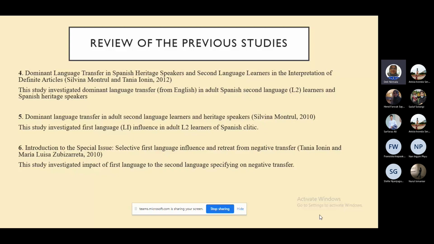So the novelty here is something new from yours. What is the newness? What is the gap you try to fill in? So after reviewing the previous studies, you will get the gap. You will get the gap. And then the gap will be filled in from the research that you conducted. Okay, so novelty here is the gap, something that is not studied by the other previous studies.